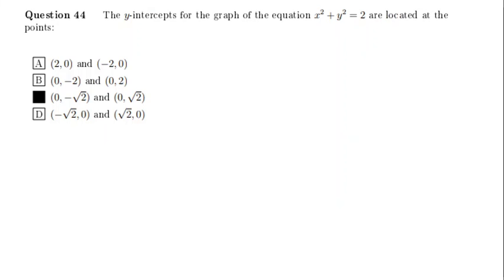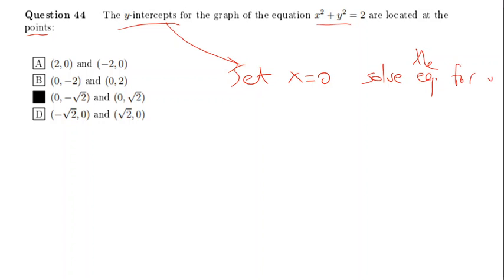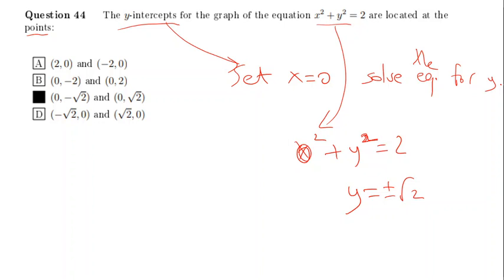Now the y-intercepts for the graph of the equation x squared plus y squared are located at the points. Okay, first let's find the y-intercepts. For the y-intercept, we set x equal to 0 and solve the equation for y. Now it makes 0 squared plus y squared equal to 2. And we end up with y is equal to plus or minus square root of 2. So we have these two numbers here.